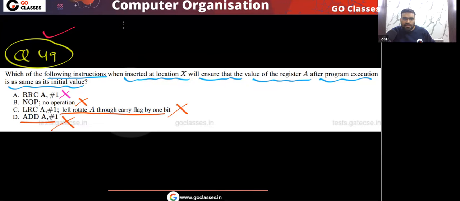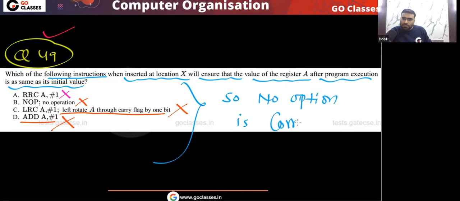So which option is correct? So no option is correct. Okay, is this clear? For this question, none of the options is correct. Okay, so there is actually a mistake in this question.